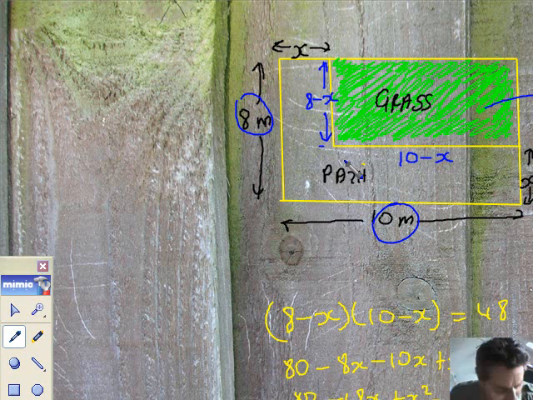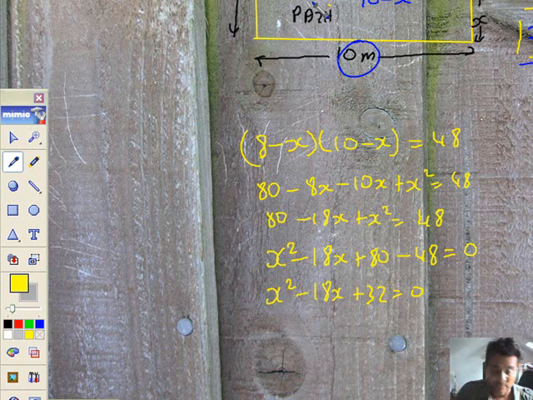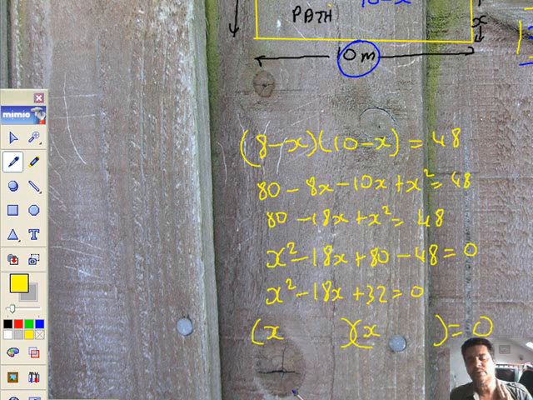Part B, hence, in other words, using the equation you just generated, hence or otherwise find the width of the path. In other words, solve for x. Hopefully this will factorise nicely. If not, then I'll have to try something else. Again, one of these values will be a silly value, or I might get two positive values, I don't know. So x and x. How do you make 32? 32 is 2 times 16, and 2 and 16 makes 18. So I'm quite happy with going 2 and 16.